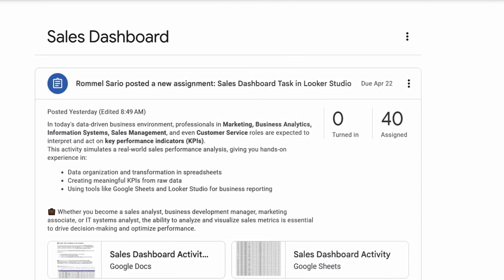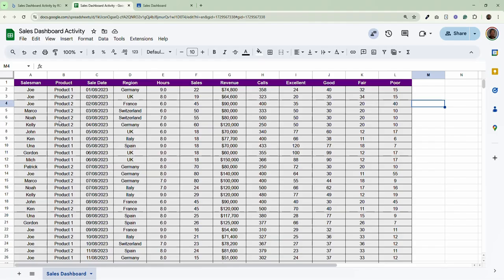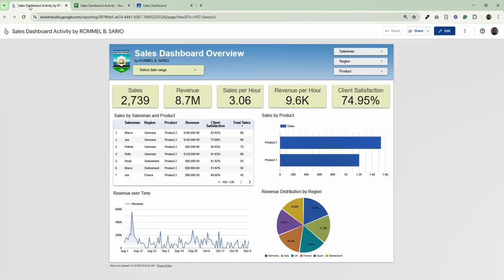We have here the data that we have. And then we will determine or compute the key performance indicators like sales per hour, client satisfaction, and revenue per product, and present it visually in an interactive dashboard using Looker Studio. So this is exactly what professionals do to monitor team performance, spot trends, and make strategic decisions.